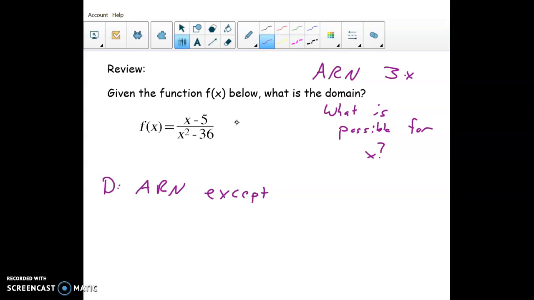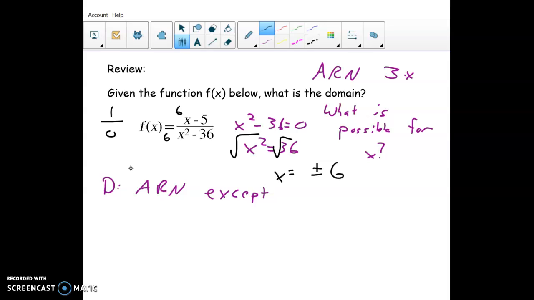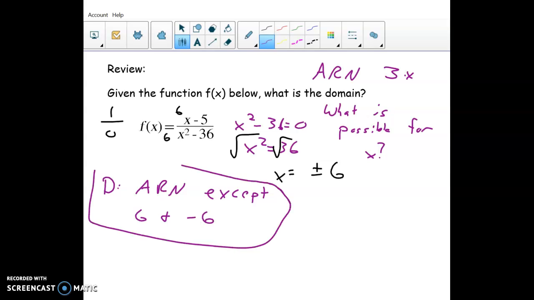So if we look at this denominator and say, hey, when is this little expression equal to 0? Well, if you were to solve that, you would just add 36 to both sides and then take the square root. So you would get x equals plus or minus 6. Square root of 36 is both. So we don't want x to be 6. So just to be as explicit as possible, if x were 6, right, our fraction would be 1 over 0, and then that'd be a problem. So we say our domain is all real numbers except 6 and negative 6. Okay, so when asked for domain, just think what is possible for x.